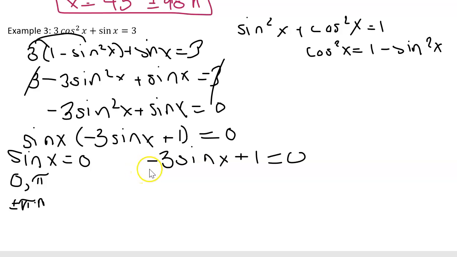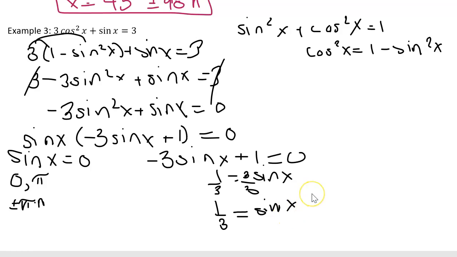I'm actually going to add 3 sine x to the other side, and then divide both sides by 3. And so I've got 1/3 equals sine x. And if I ask you that question again, where on the unit circle is sine equal to 1/3? The correct answer is nowhere. So there's no unit circle angle that gives me a perfect 1/3. For this problem, I have to use inverse sine.